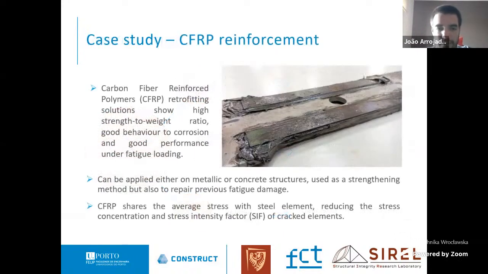In my case study, carbon fiber reinforced polymer retrofitting solutions show a really high strength-to-weight ratio, good behavior against corrosion, and also good performance under fatigue loading. They can be applied either on metallic or concrete structures, used as a strengthening method, but also to repair previous fatigue damage. The CFRP shares the average stress with the steel element, reducing the stress concentration and stress intensity factor of cracked elements.